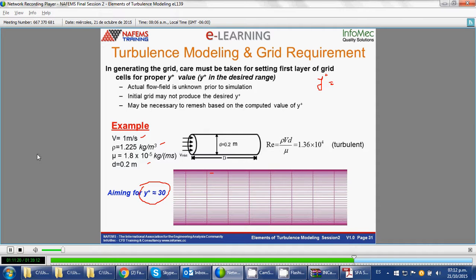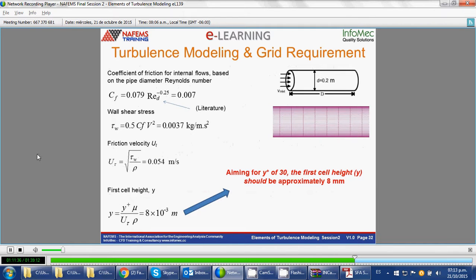So if I look at this, the first thing I do is look at the Reynolds number, and the Reynolds number seems to be much greater than 2300, so the flow is turbulent. So I'm aiming for y plus equal to 30. What kind of grid do I need? If I look in the literature for flow inside a pipe, in the textbook, you could see the coefficient of friction is related to Reynolds number for a turbulent flow in this form, and it tells me for our Reynolds number, CF would be about 0.007.